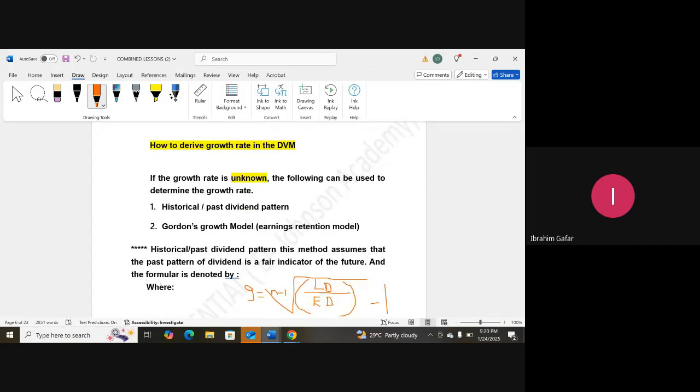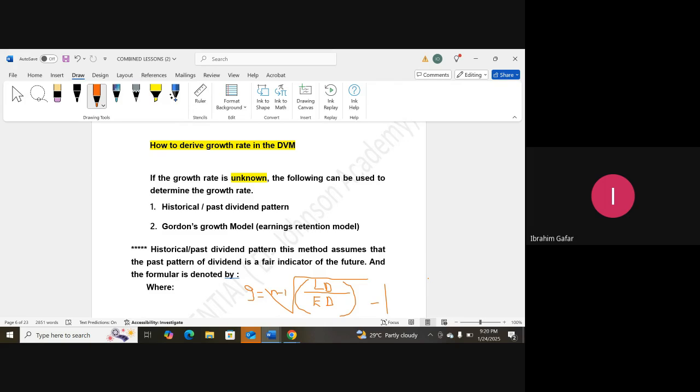So, this is another thing that we also need to discuss under the cost of capital, when it comes to the dividend valuation model. And here I explained how to derive the growth rate in the dividend valuation model.